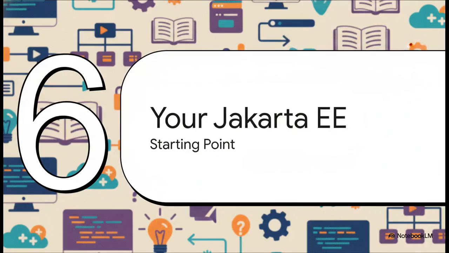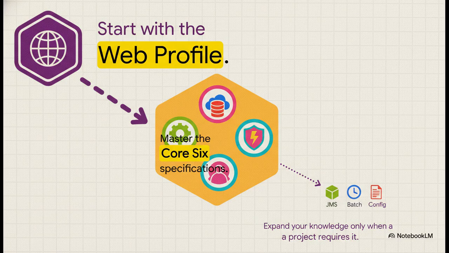Okay, so after all of that, what's the big takeaway here? How should you really approach learning Jakarta EE without just getting completely buried? It's honestly this simple. Start with the web profile. Think of that as your main toolkit. Then, focus all your energy on mastering those 6 core specifications we covered: servlet, REST, persistence, CDI, bean validation, and security. With just those under your belt, you can build almost any modern web application. Then, and only then, when a specific project needs it, do you go and explore the more advanced stuff.